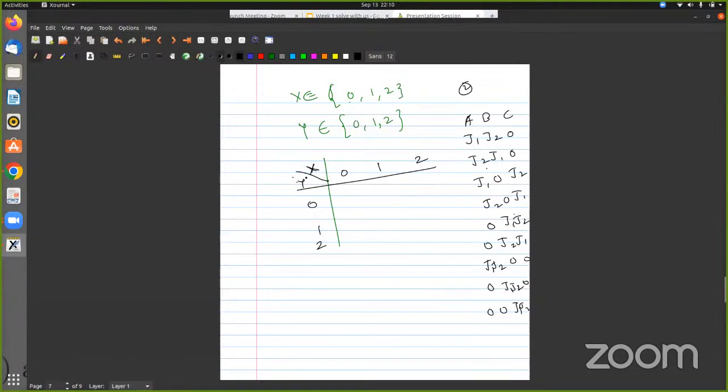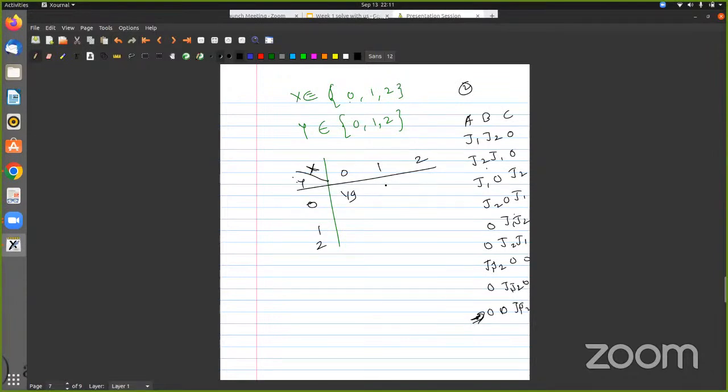Correct. So x equals 0 and y equals 0, when will it happen? Only one case, right? That is 1 by 9, the case 0, 0, J1, J2. Sorry. This is correct, right? Yes, sir. X equals 0 and y equals 0. Okay.